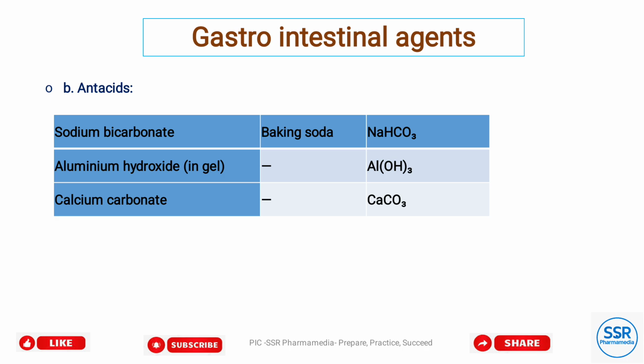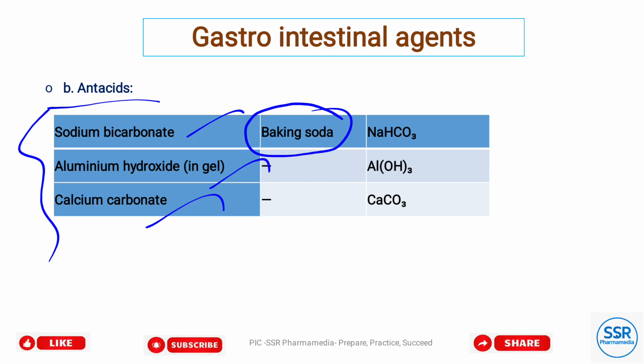Next are the antacid examples: sodium bicarbonate, aluminum hydroxide gel, and calcium carbonate. These are all examples of antacids. Sodium bicarbonate is also called baking soda. These are the molecular formulas for each compound.